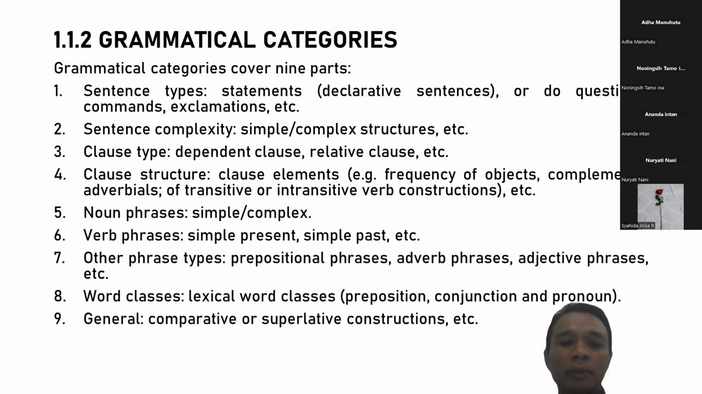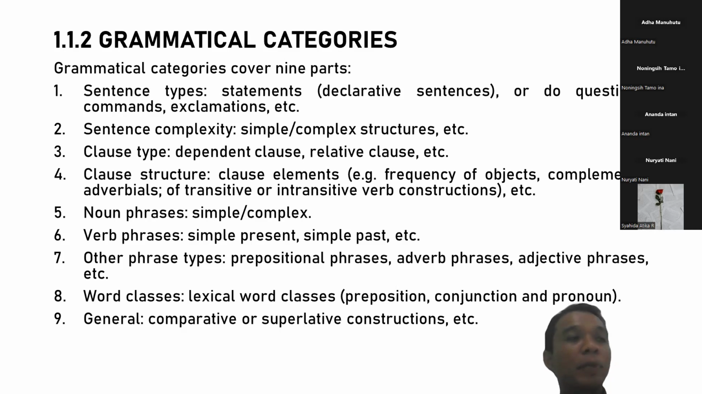And then the third one, clause type, dependent clause, relative clause. Okay, which one is dependent? Which one is independent? Which one is defining relative, non-defining, and connective? Okay, you have to know about all of them. And then the fourth one, clause structure, clause element. For example, object, complements, adverbial, of transitive or intransitive verb construction. The fifth one is noun phrases. Which one is simple noun phrase and which one is complex noun phrase?